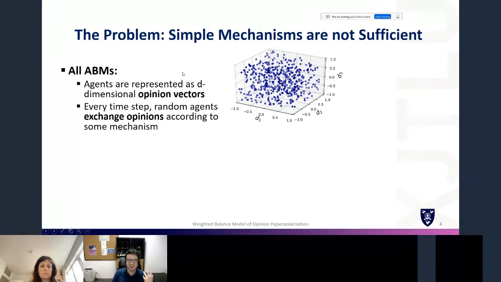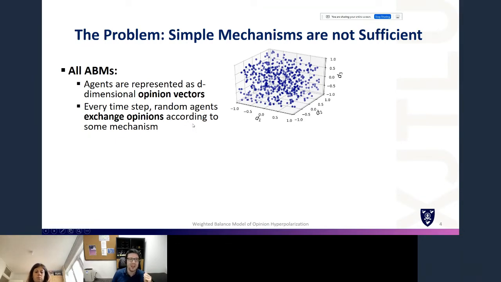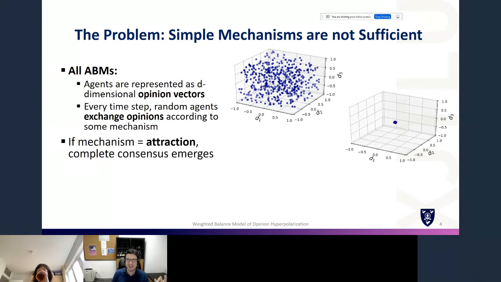And then, of course, an agent-based model is never static. An agent-based model is dynamic. The dynamics happening here is that the agents, as Ruth already mentioned, randomly meet each other, and then they exchange opinions with each other. That happens according to some mechanism, and the mechanism can be switched out. The mechanism comes from a theory, and we can switch it out and see what happens. The first mechanism that we can try out is the simplest one. It's attraction. When two agents interact, their opinions become more similar.